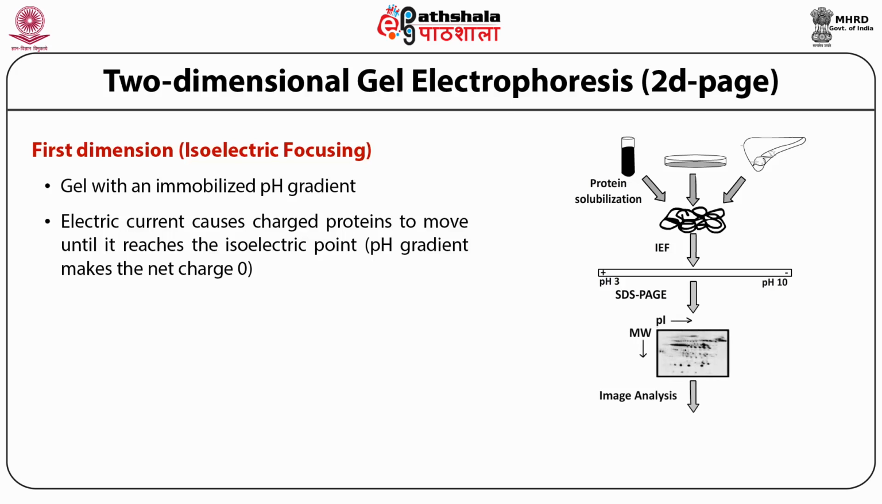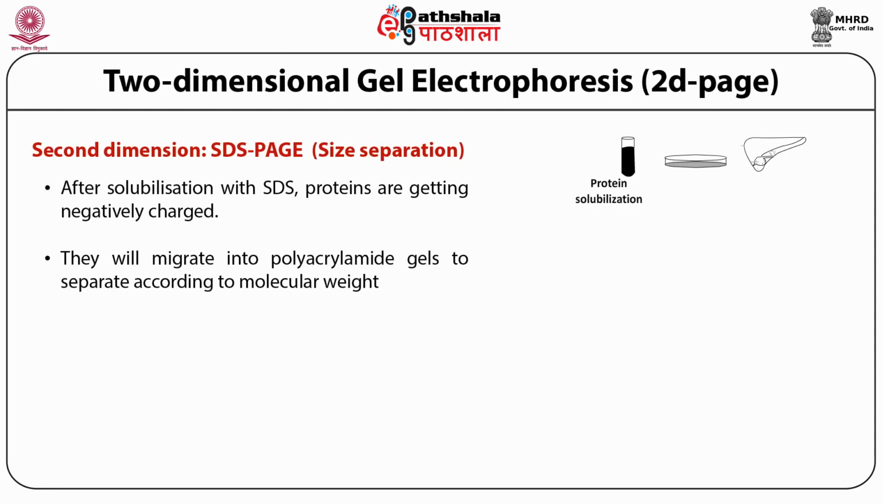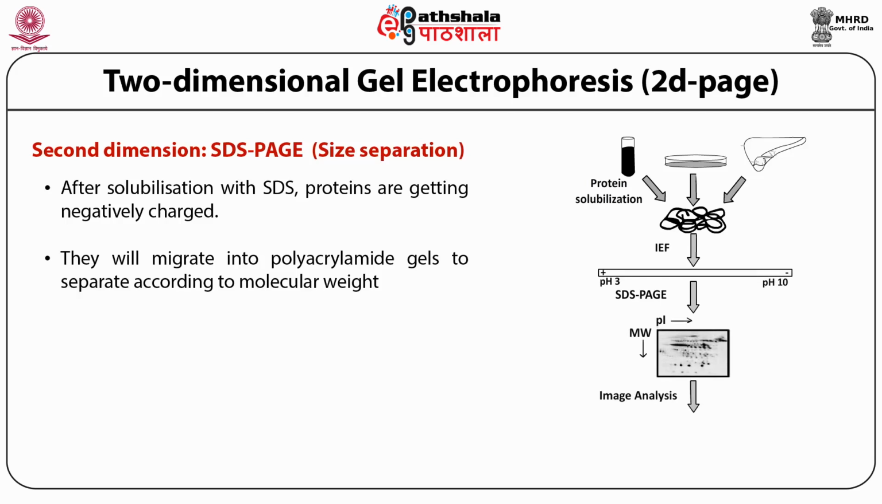Proteins are first separated by isoelectric focusing, which is based on their net charge at different pH values. The second dimension is performed on SDS-PAGE, and proteins are now separated on the basis of their molecular weight. This technique has many-fold resolving power as compared to IEF and SDS-PAGE alone.